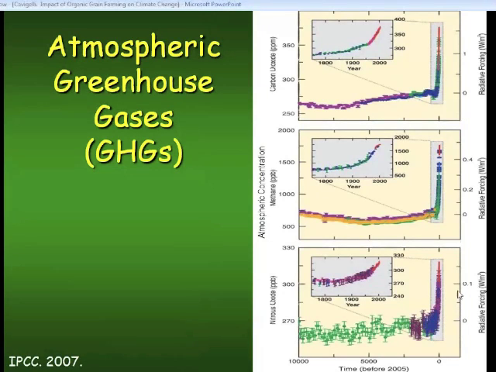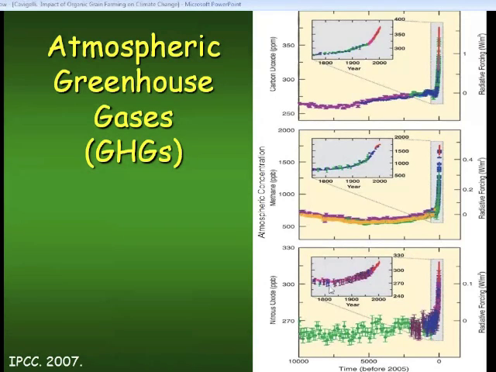Why is this happening? You might have seen these graphs as well. These are graphs also from the IPCC showing the concentration of carbon dioxide, methane, and nitrous oxide in the atmosphere. And at the bottom here of the graph, I don't know if you can see that, but this is time since 2005. So this is 5,000 years before 2005. Pretty dramatic patterns where for many years the concentration of these gases was relatively stable and then has increased dramatically.